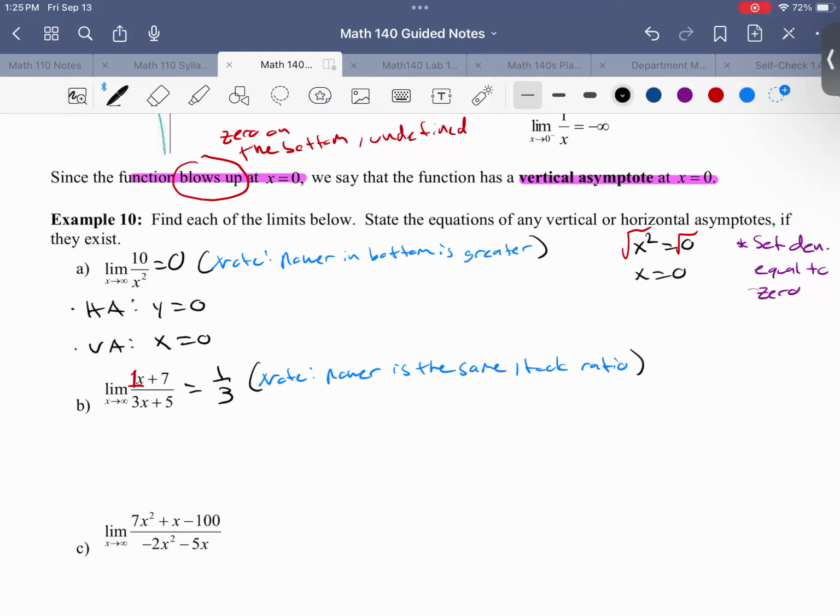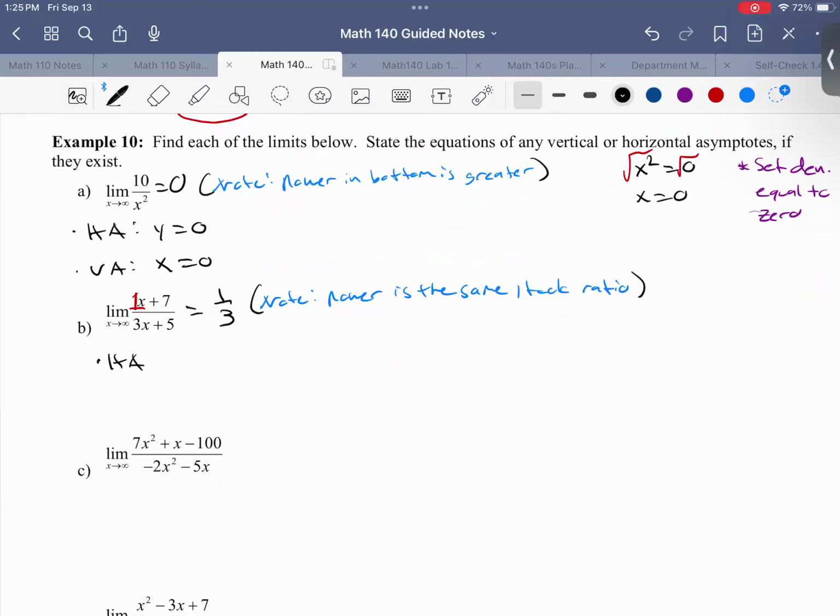Okay. So that's a quick way to do that. And just keep going. Horizontal asymptote. Remember, the horizontal asymptote is basically what your limit is. You're taking this limit to infinity, and you got some horizontal asymptote there. So that would just be y equals 1/3.